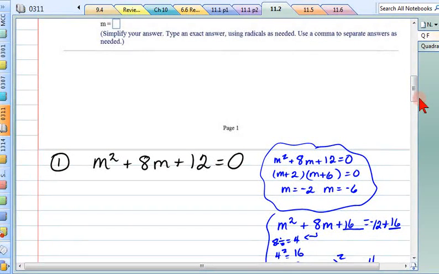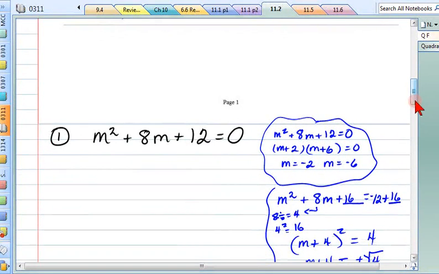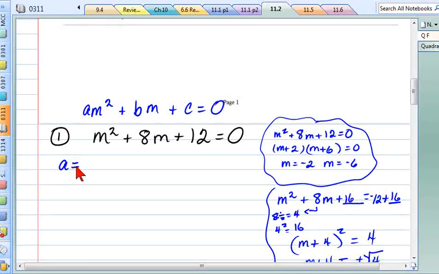The quadratic formula requires you to know A, B, and C. Now what are A, B, and C? If this is AM squared plus BM plus C equals 0. Now use the letter M like the problem did instead of X. So if that's the truth, what is A? What is the value of A? It's 1. What is the value of B? 8. And what is the value of C? 12. Is everybody okay with that? You need to either write them down or identify them for yourself. You need to know what's A, B, and C.